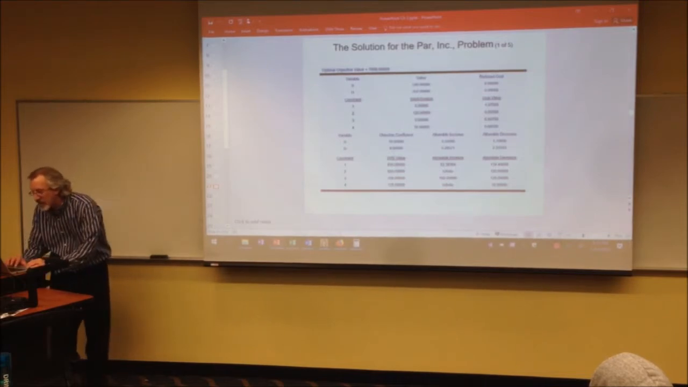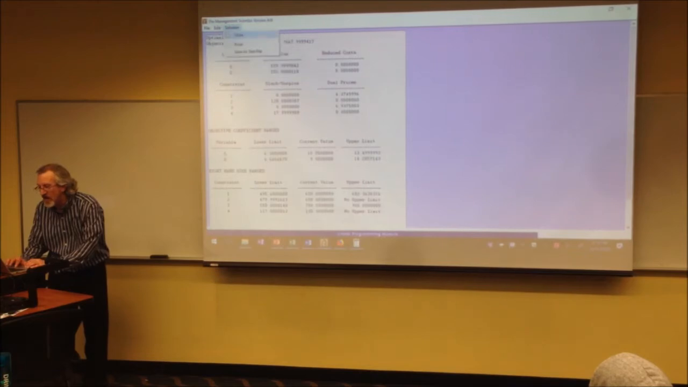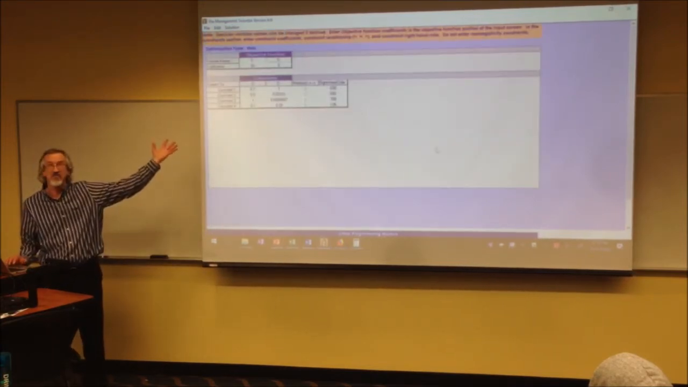Everybody feel like they could put something in a software? Let me get back here. You can enter the data. Once you have the objective function and constraints, you can set this up. You see the logic behind how to set it up, right?